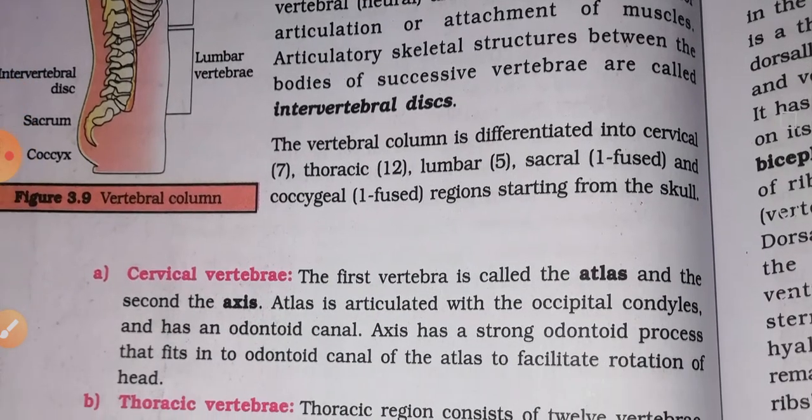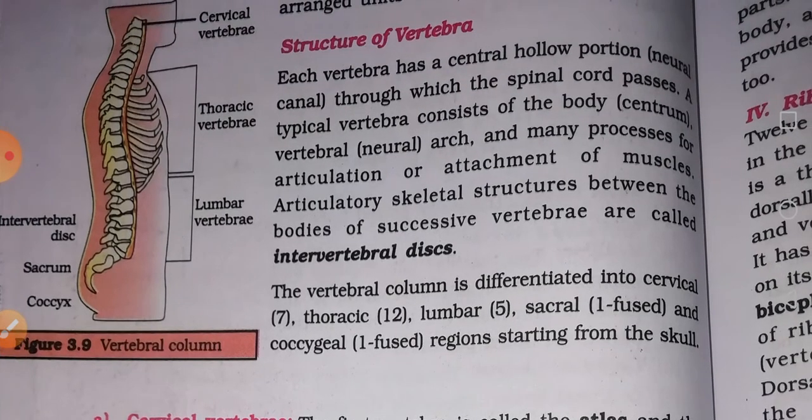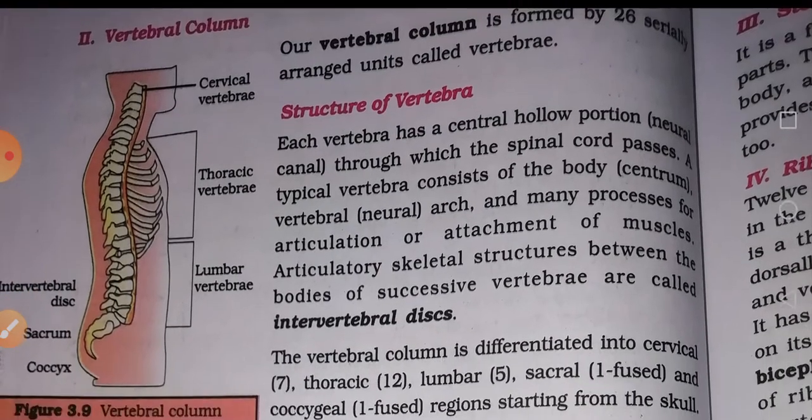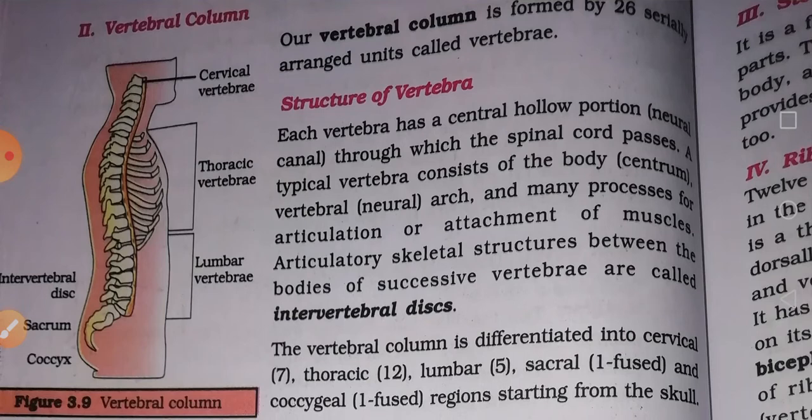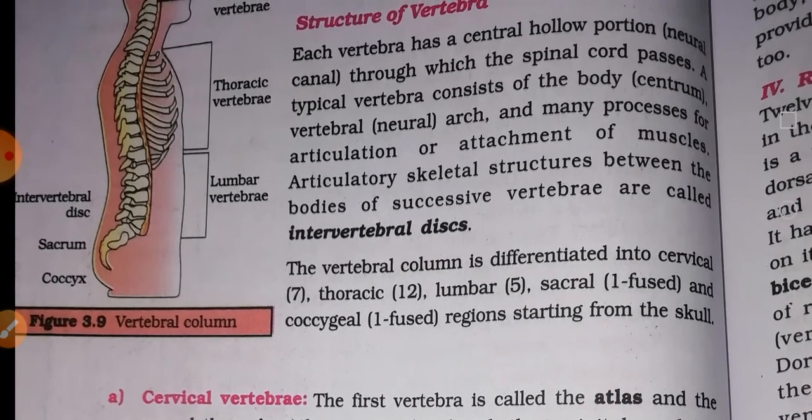The vertebral column is differentiated into cervical, thoracic, lumbar, sacral and coccygeal regions, starting from the skull, which is the head. The first one is the cervical, starting at the neck. How many cervical vertebrae are there? Seven.